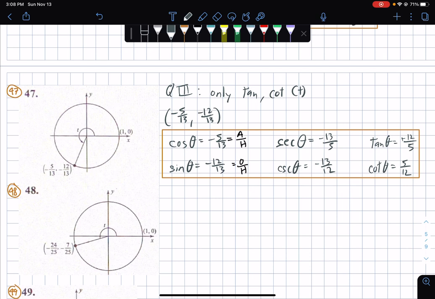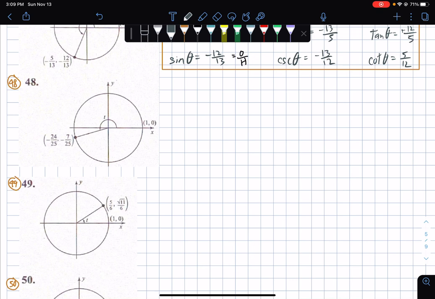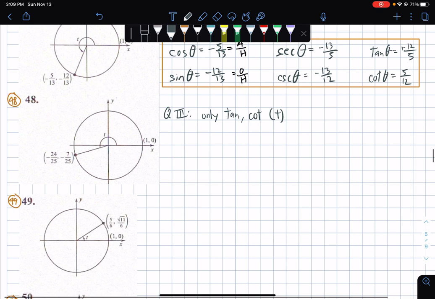Let's move on to number 48. Still in quadrant 3, so only tangent and cotangent are positive. So cosine theta is equal to negative 24 over 25. Sine theta is equal to negative 7 over 25. Secant theta is equal to negative 25 over 24. Cosecant theta is equal to negative 25 over 7.